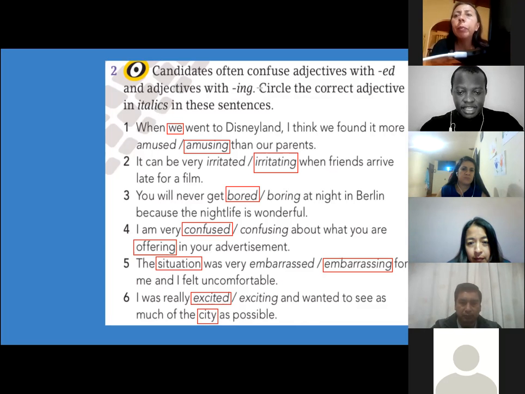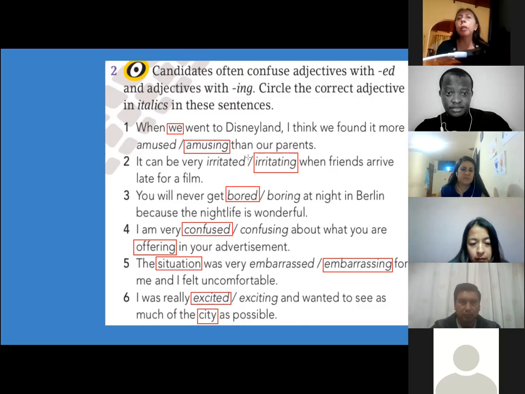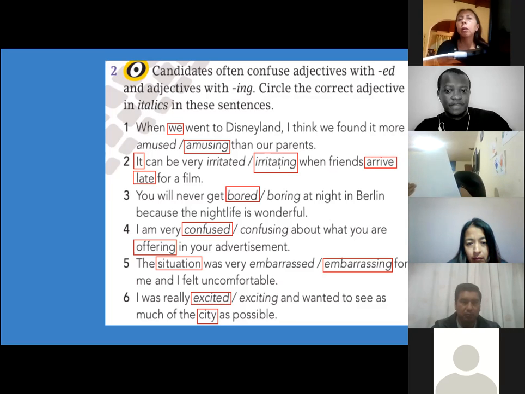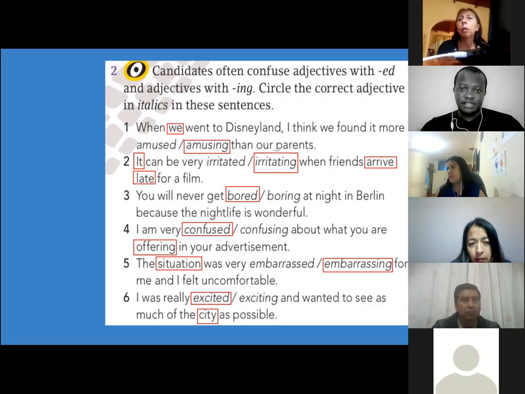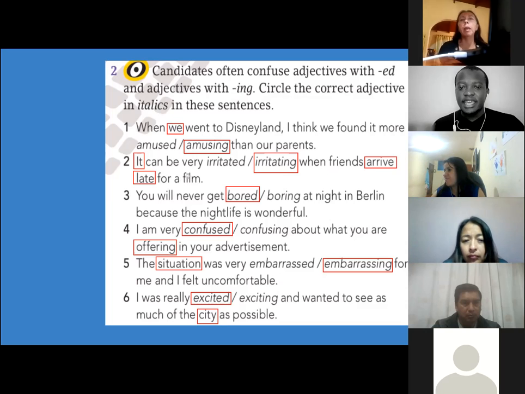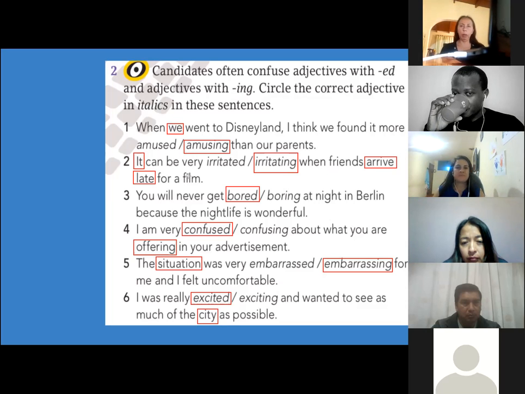Yes, please. On number 2, this is why it's -ing. We are describing the cause. What is the cause of why she is irritated? Because friends arrive late. Correct. So we are using irritating. Thank you. You're welcome.